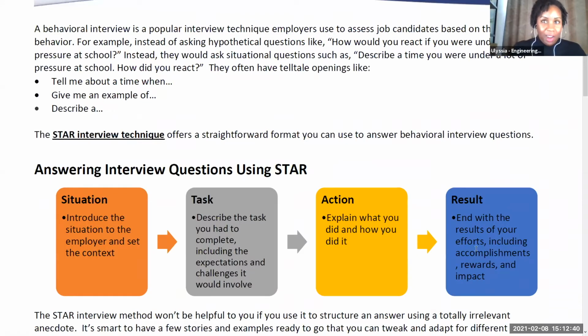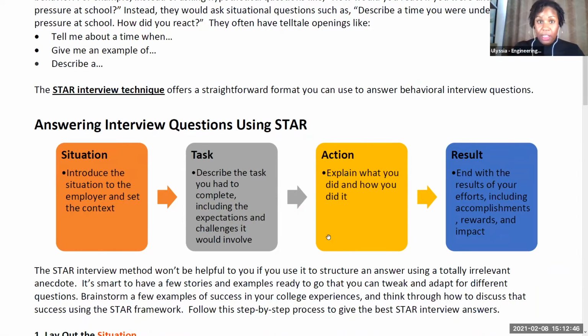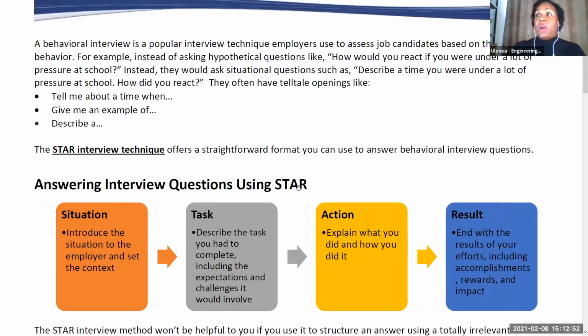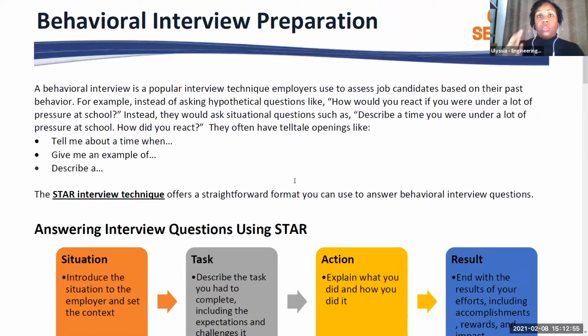Because this is a fairly large PDF, I won't be able to show you everything, but I'm just going to try to manipulate the screen to focus on what I believe is the most important aspect of the behavioral question. Well, actually, what I believe are the two most important aspects of a behavioral interview response.